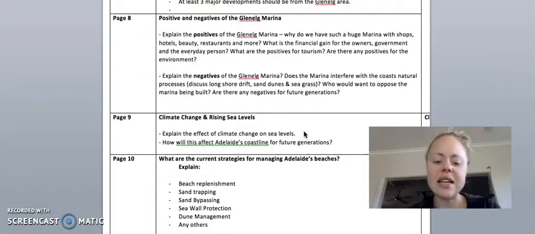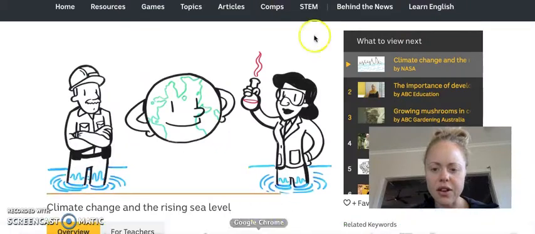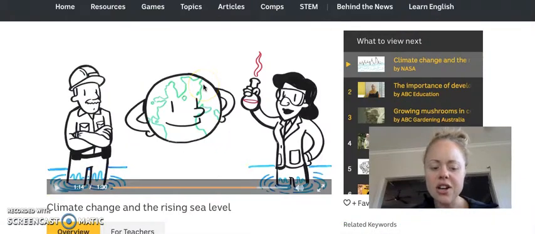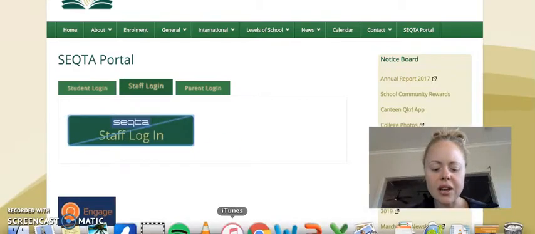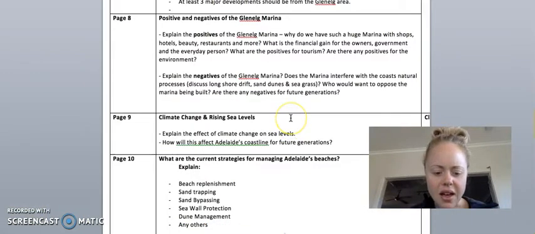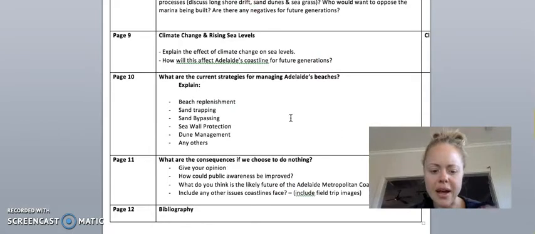Climate change and rising sea levels. So with this, I've actually got a little video that I'm going to send you. If you watch this video, that'll help you to get your head around that. And then what we're looking at on page 10 are the current strategies for managing Adelaide's beaches. You can simply Google these terms to get a bit of a general understanding.